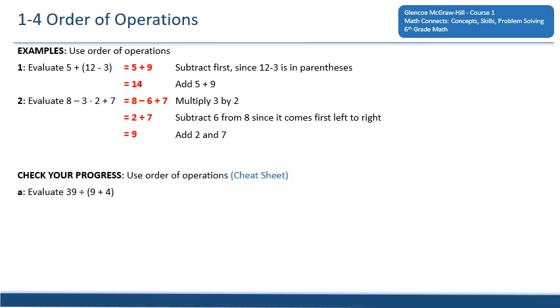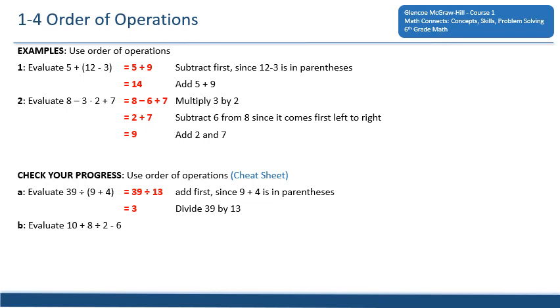Check your progress. Evaluate 39 divided by parentheses 9 plus 4. Add first since 9 plus 4 is in parentheses. 39 divided by 13. Then divide 39 by 13, and you get 3.